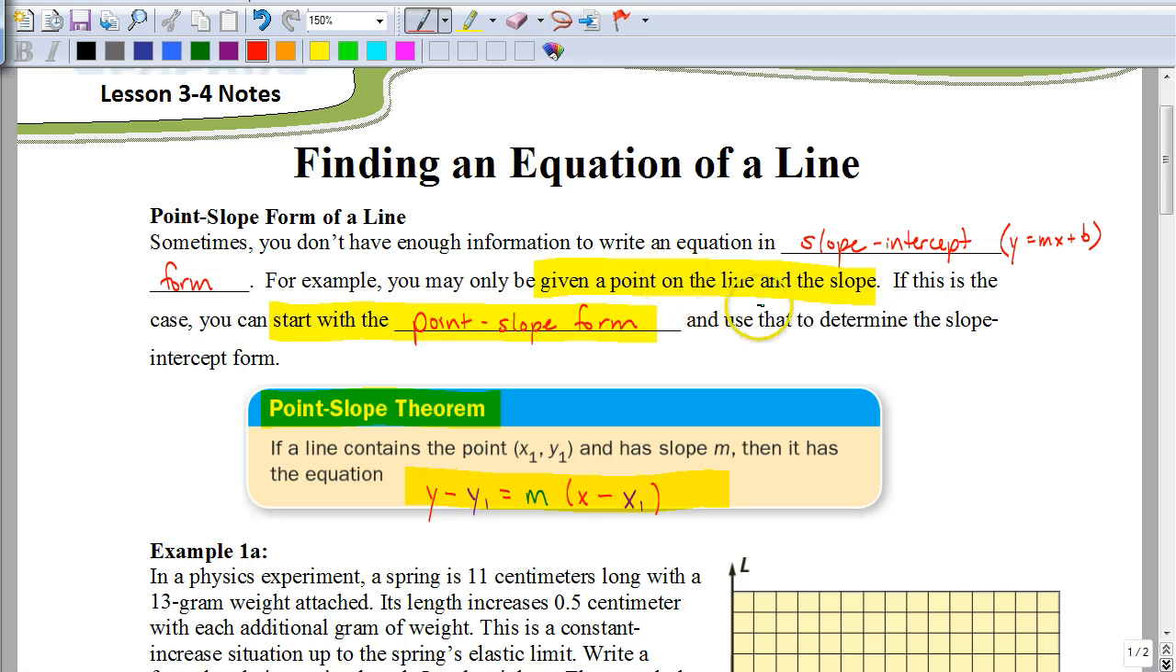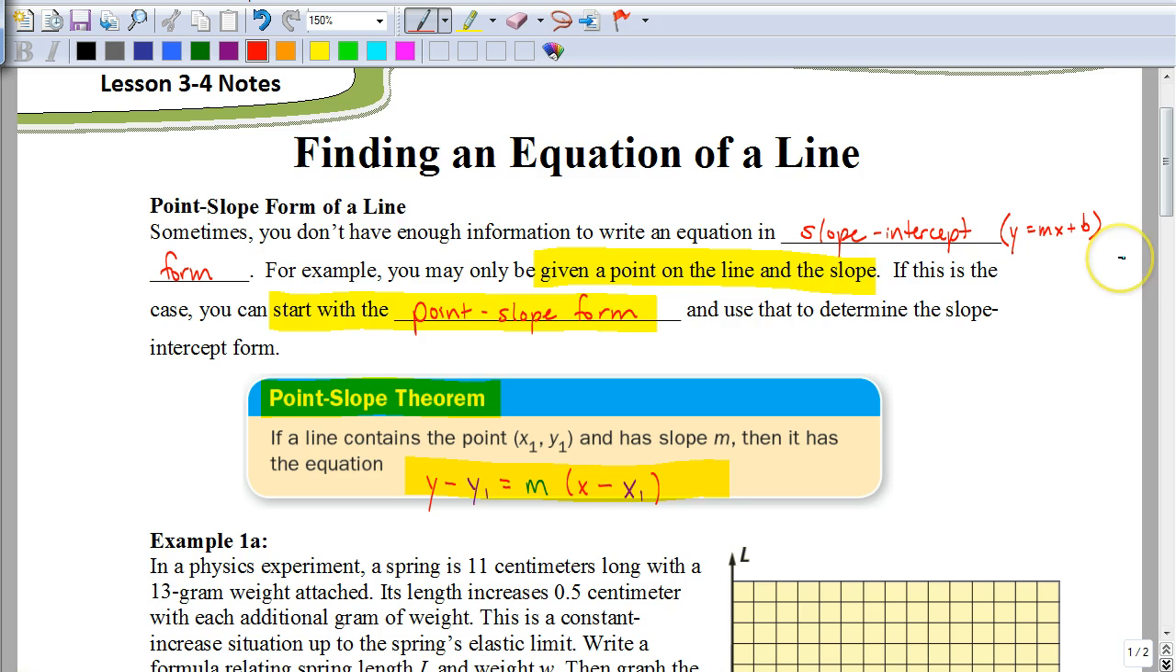So if we're given a point on the line and the slope, that's when we can put it in this form. Or if we're given two coordinates, we can still put it in this form. We just have to figure out what the slope is from the two coordinates. But we'll look at that a little later. But first, let's make sure you know what the point-slope form is.